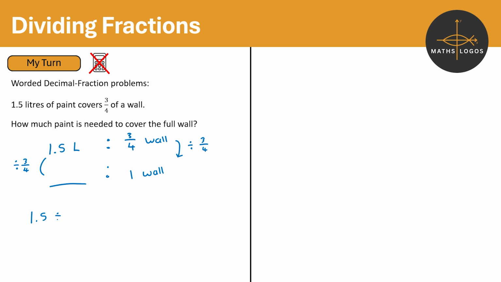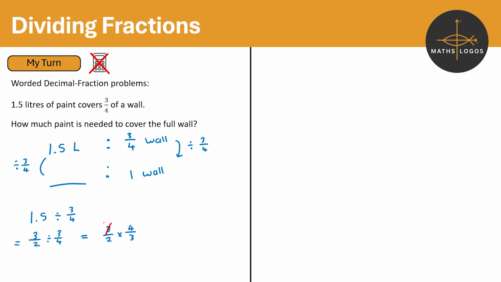1.5 divided by 3/4. And it's helpful to turn 1.5 into a fraction first. So 1.5 is 3 over 2. And I'm dividing by 3/4. 3 over 2 divided by 3/4 is equal to 3 over 2 multiplied by the reciprocal of 3/4. So that's 4 over 3. And then what I can do is I can start to simplify these fractions.